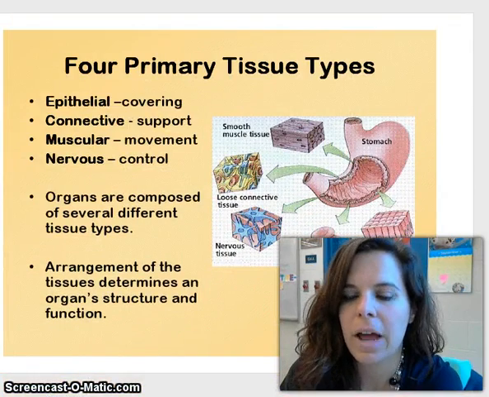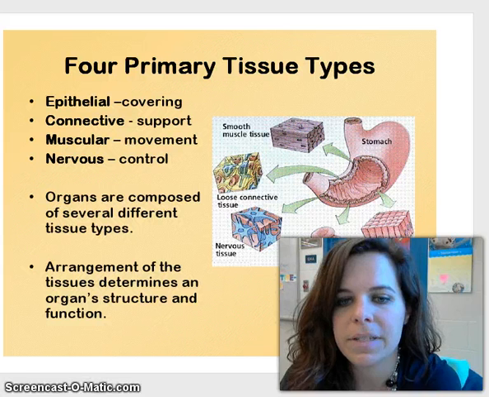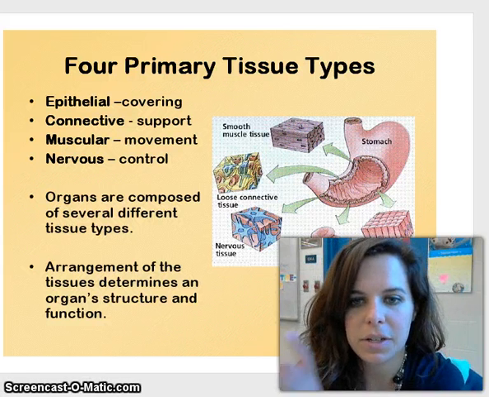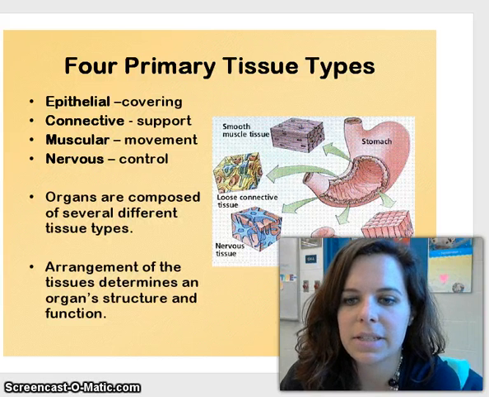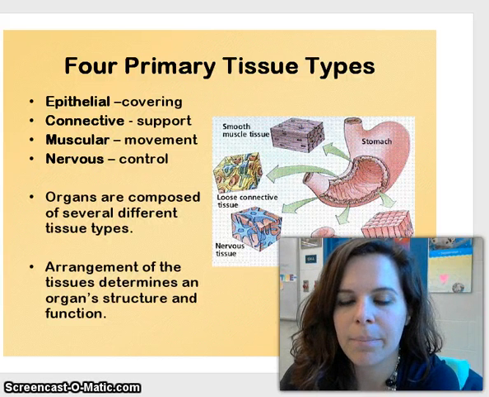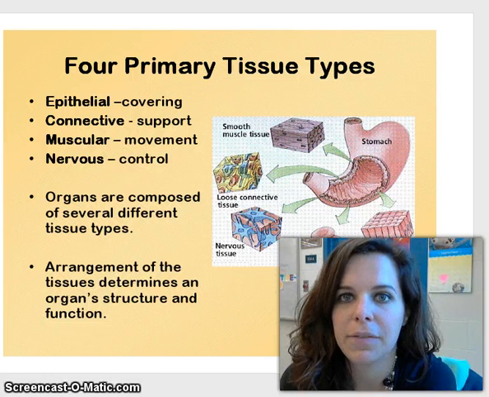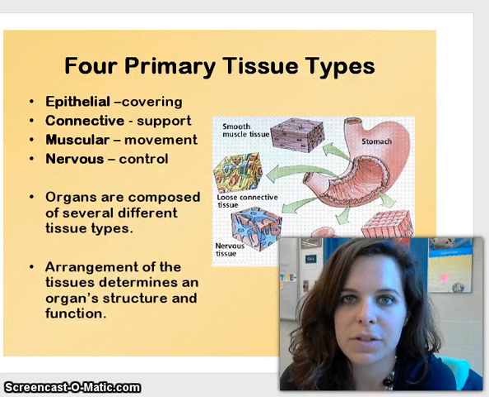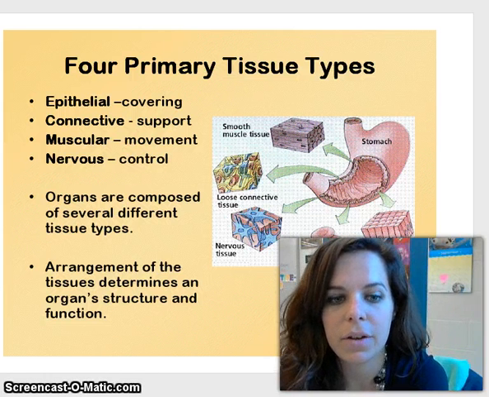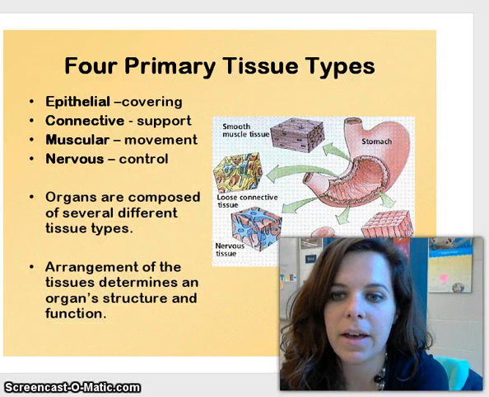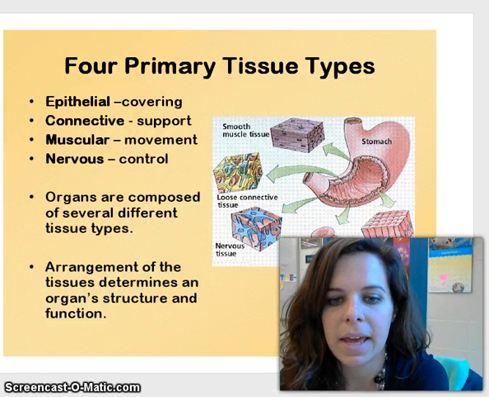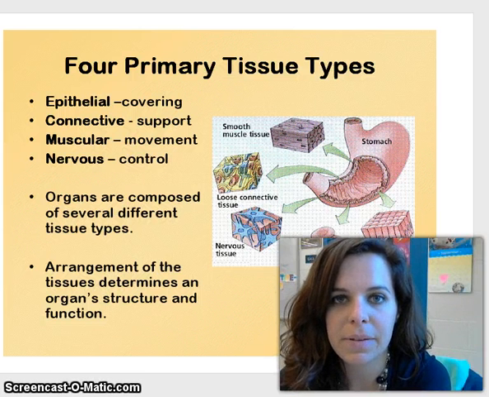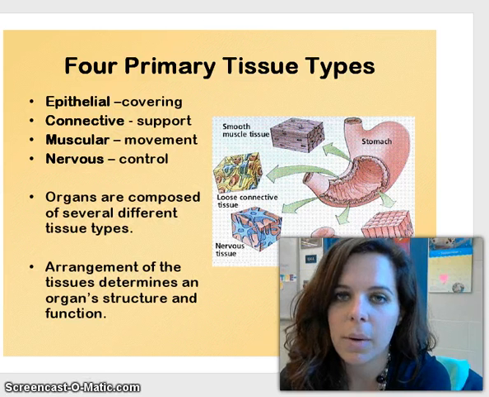So there's four primary tissue types. The first is epithelial, and epithelial tissue is your covering. Connective functions as support, muscular functions for movement, and nervous tissue functions for control. And an organ is going to be composed of several of these different types of tissues. And the arrangement of the tissues is what's going to determine what the organ does.